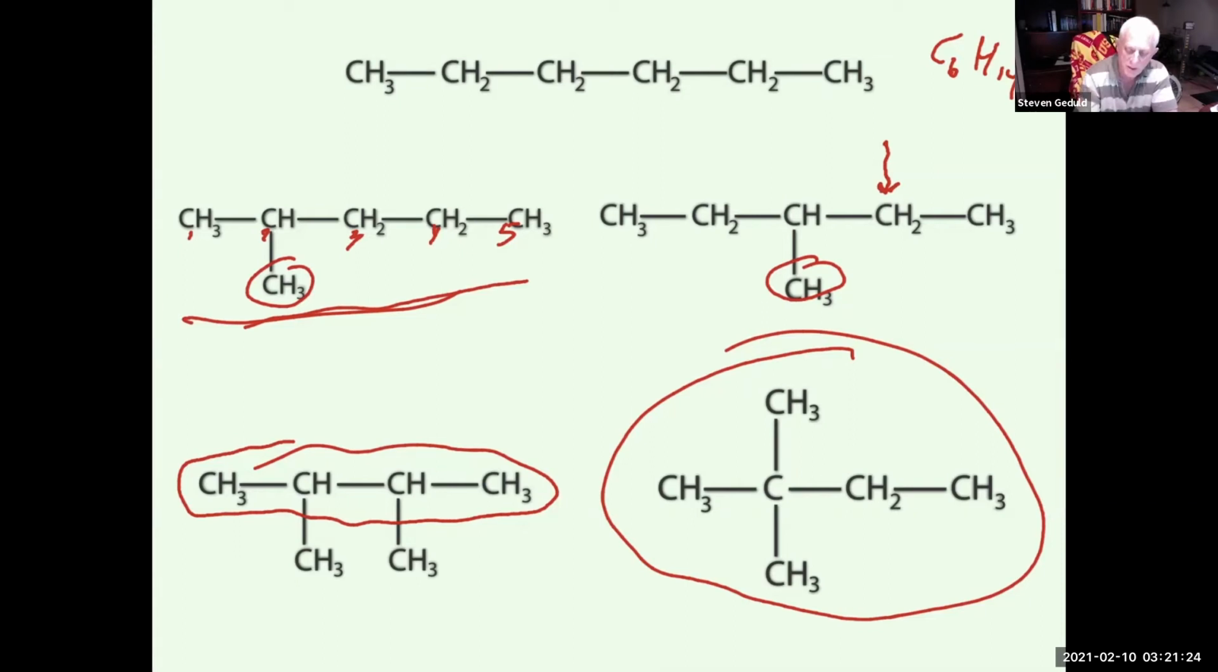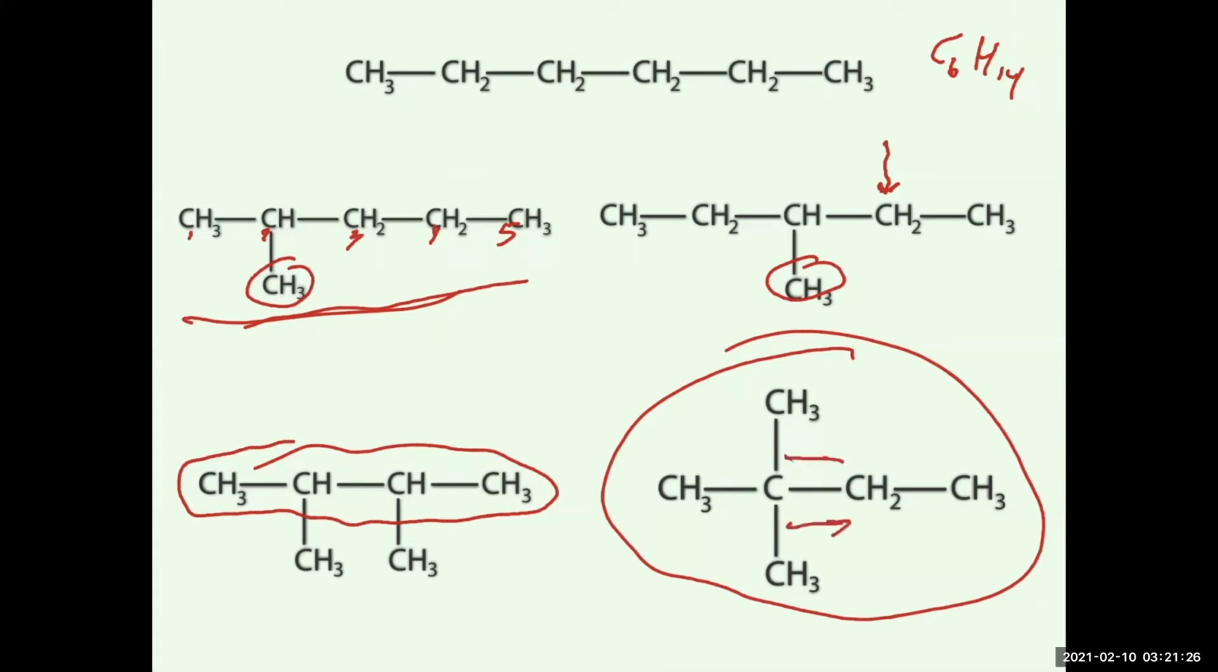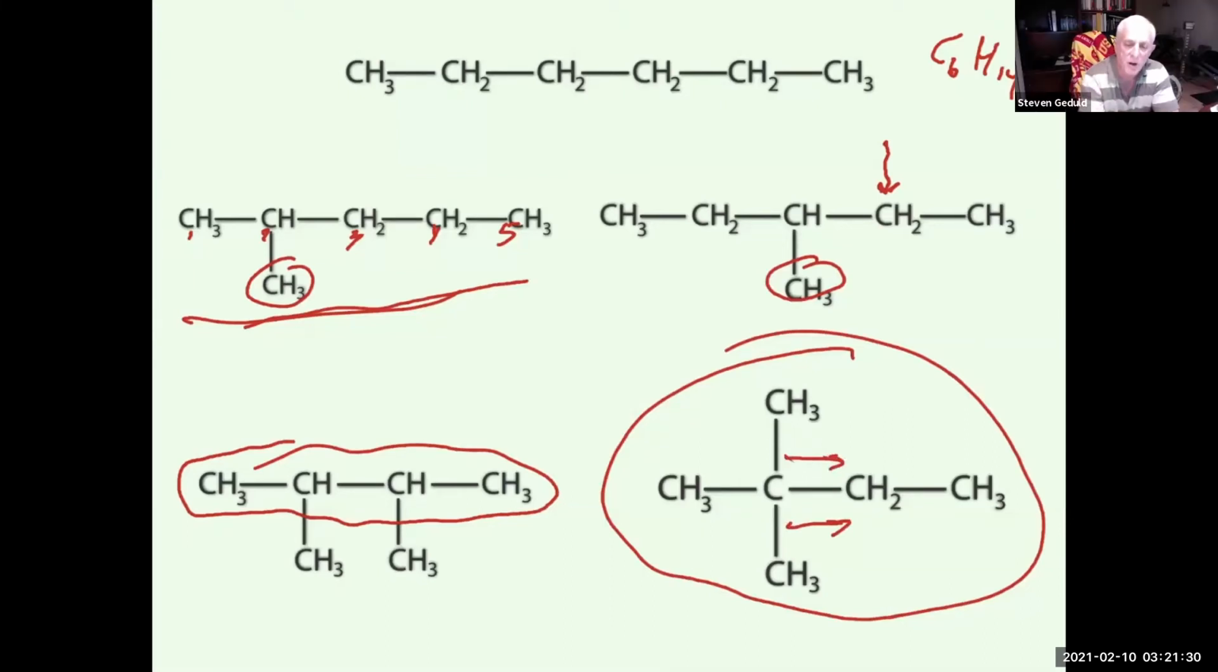Again, if I move these over to here, it would still be the same compound. So those are all isomers. They're all physically different structures, so they all behave differently. They're all going to have different chemical reactivity because of their structure, because their shape's going to be different.